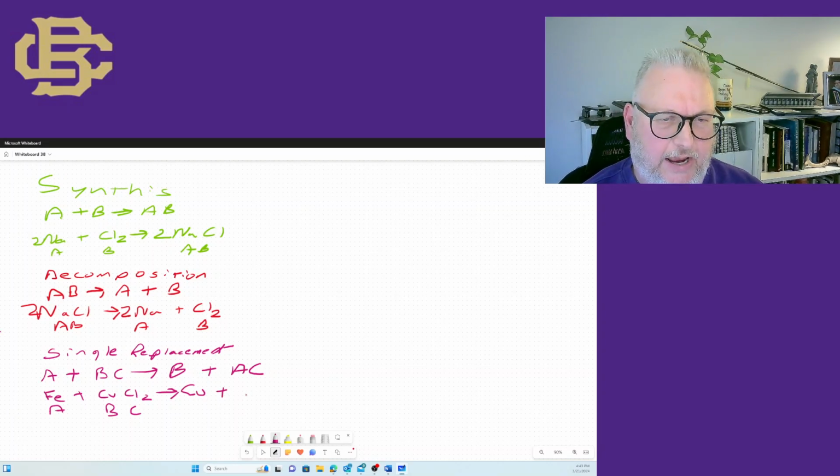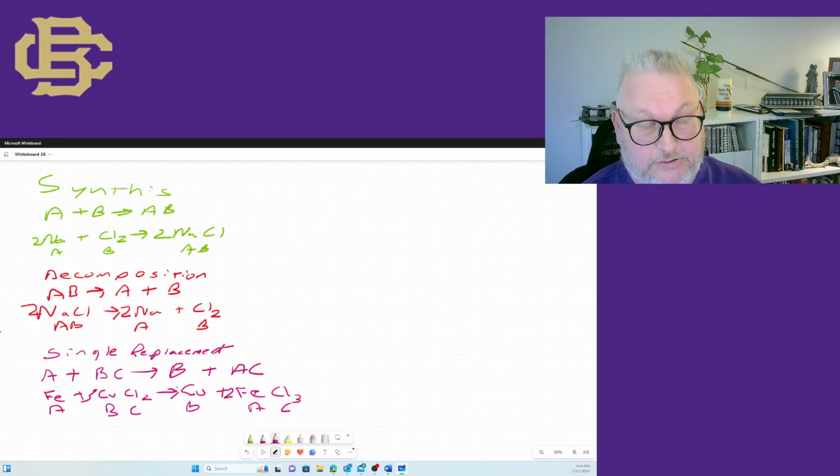So copper goes by itself, and sits out one dance, and then iron, Fe plus 3, Cl3, they dance together. So of course now B, copper, is watching A and C dance together. Let's go ahead and balance that, because we want to do what we're supposed to do. I'm going to put a 2 there, 3 there. That gives us 6 chlorines. That means I need a 3 there, and I need a 2 there.